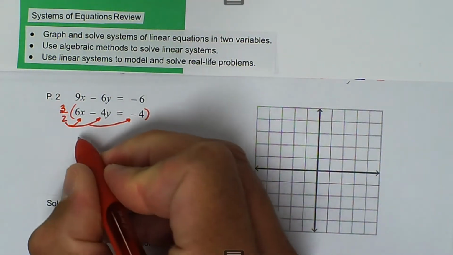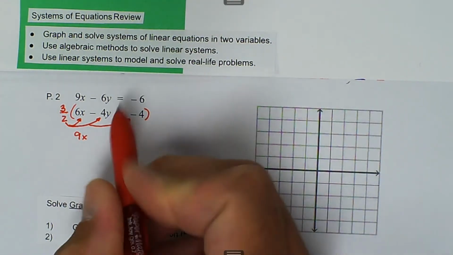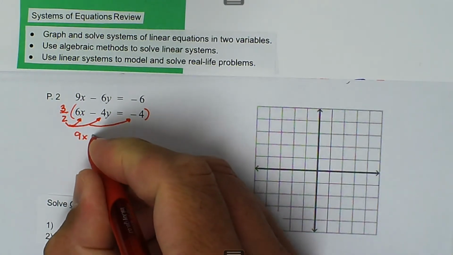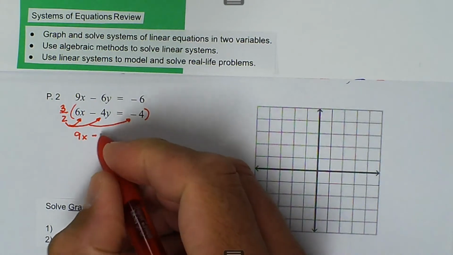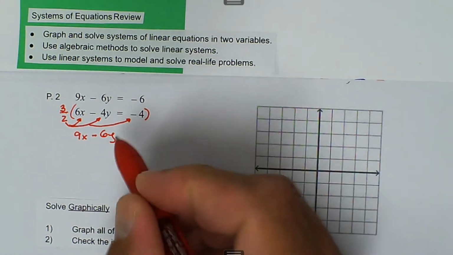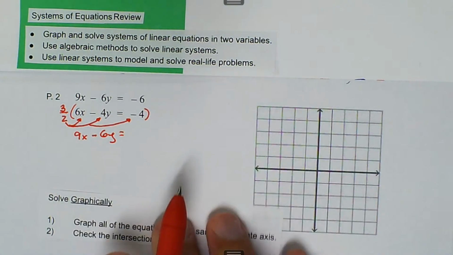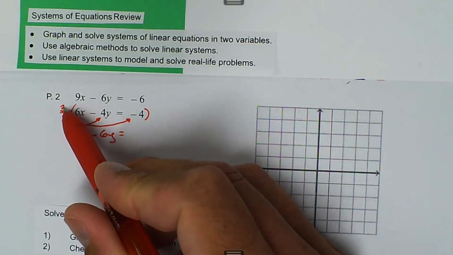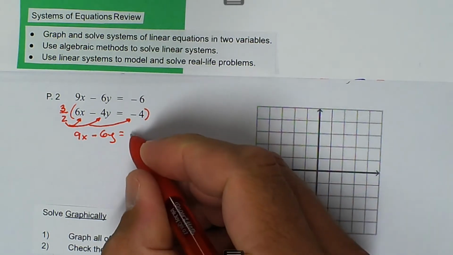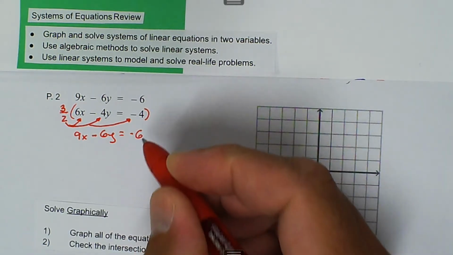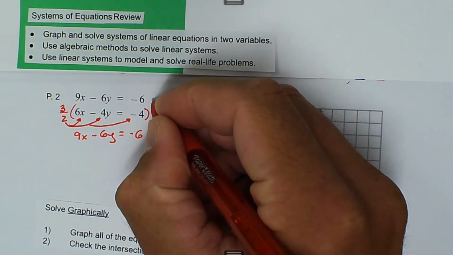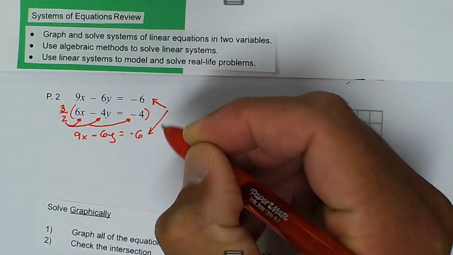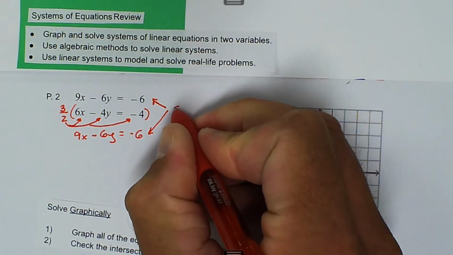what I get is this becomes 9x. Negative 4 divided by 2 is negative 2. Negative 2 times 3 is negative 6. And negative 4 divided by 2 is negative 2. Negative 2 times 3 is negative 6. So if we look right here, we notice that these are both the same exact equation.